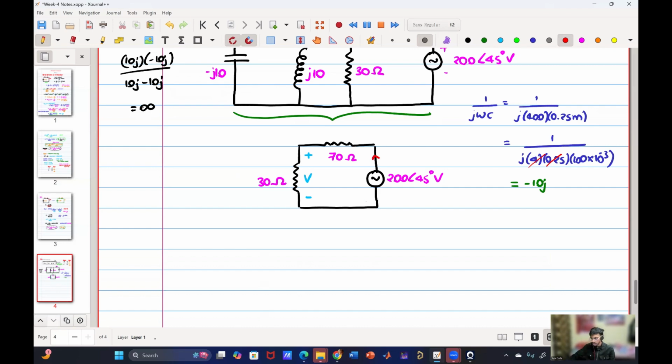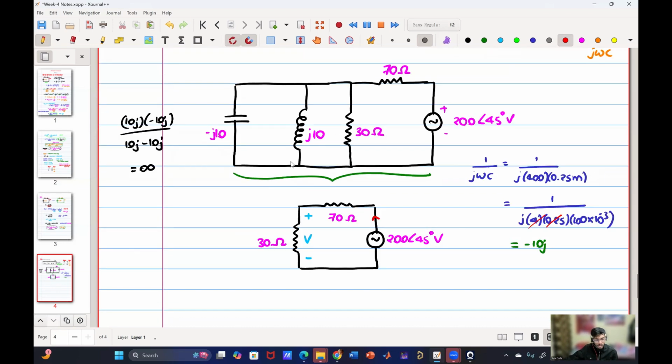How did 10j and minus 10j come, sir? What is the effective impedance of these two when they are in parallel? Can you tell me the value? We cannot add L and C now, sir. It is an impedance, right? You can find the effective impedance. If two impedances are in parallel, the effective impedance will be Z1 into Z2 by Z1 plus Z2, right?